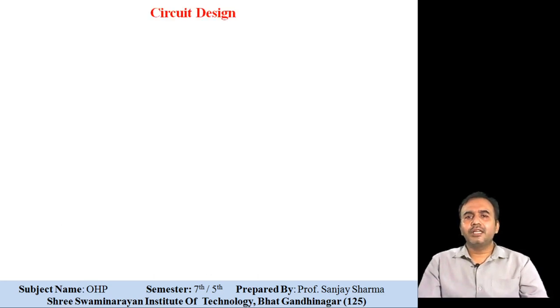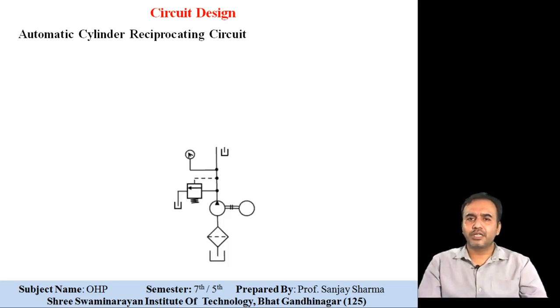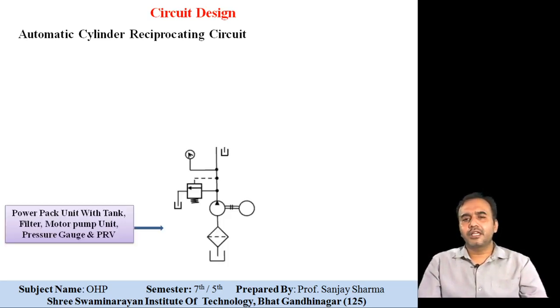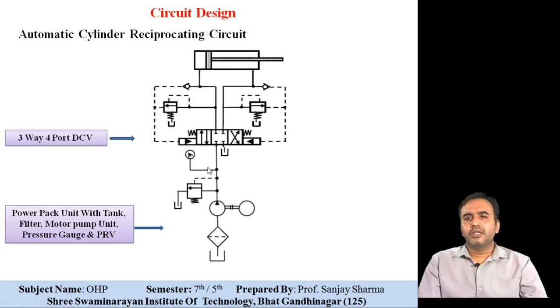Now let us see the next one, that is the automatic reciprocating or automatic cylinder reciprocating circuit. Again in this circuit you see the common arrangement as I have explained in the earlier one. In all circuits, the power pack is the basic requirement of the system. So this is the power pack, which is the basic requirement. Now this is the automatic cylinder reciprocating circuit.